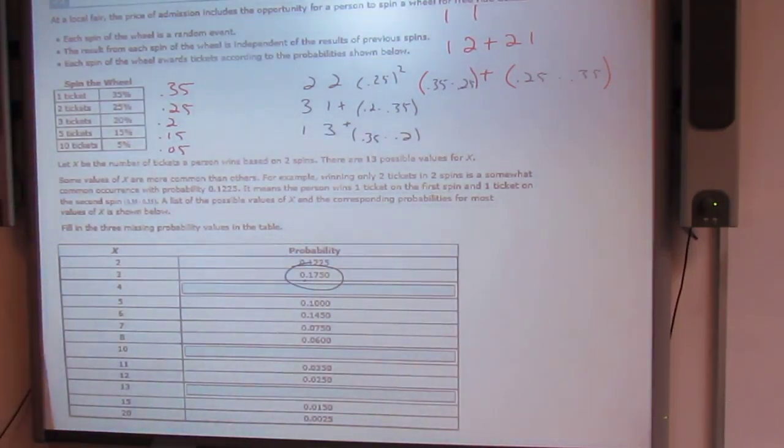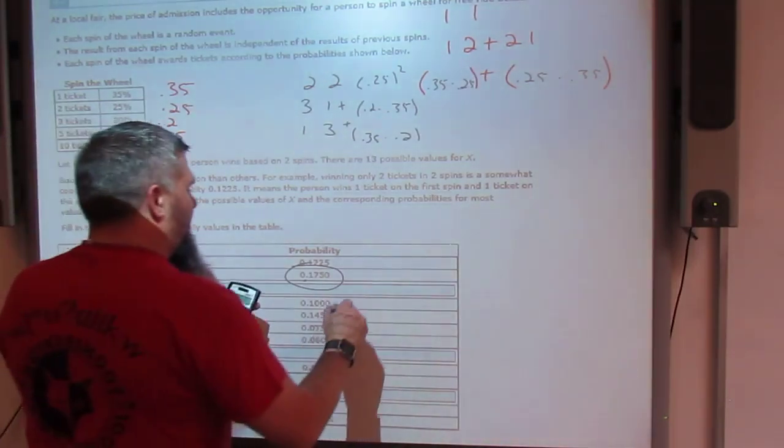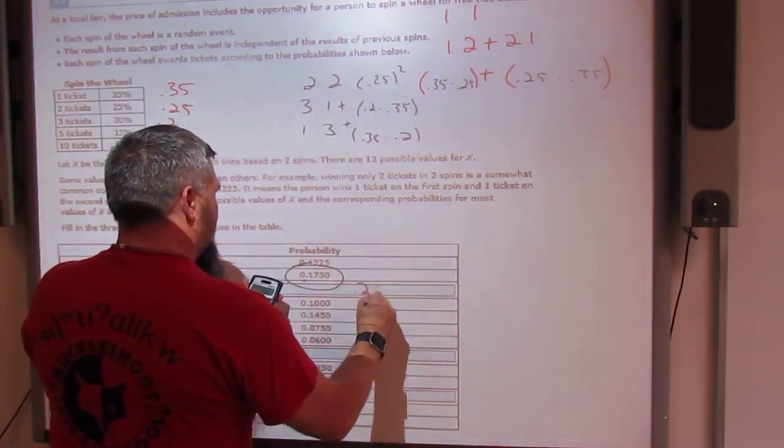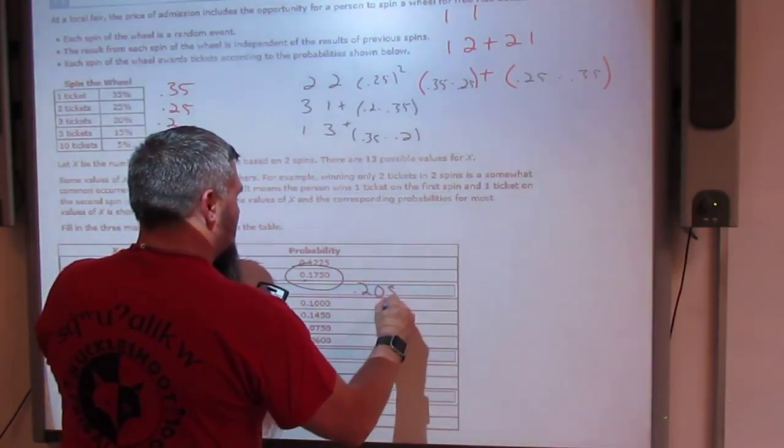Okay? And so you just throw that in your calculator. You can plug it in as 0.25 times 0.25, and then add that plus 0.2 times 0.35 plus 0.35 times 0.2, and you should get 0.2025.